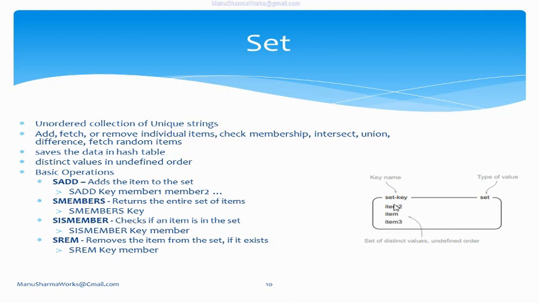And since it is a set, we can use different set operations in the set data type, like intersection, union, and difference between two sets, and other operations similar to a list, we can use here also. So the values saved in the set are called members. In this case there are three members: item 1, item 2, and item 3.